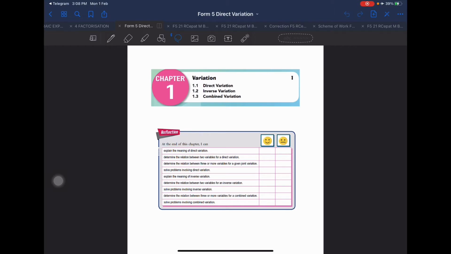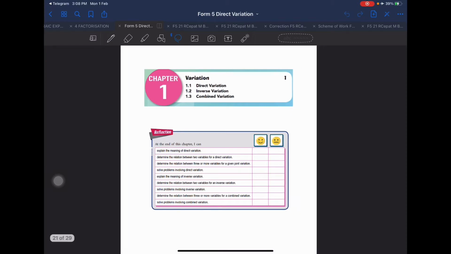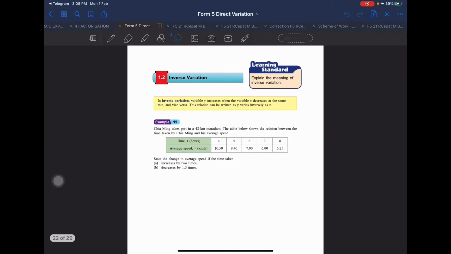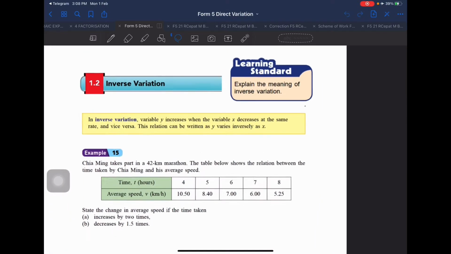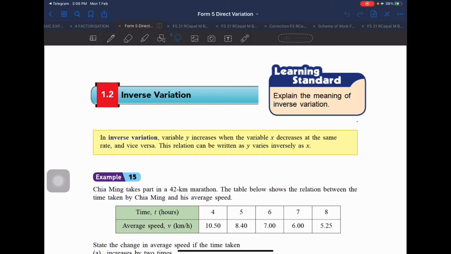For this week, we're going to learn about inverse variation, 1.2 inverse variation. For last class, you have learned about direct variation. I hope you understand what direct variation is and you have completed your assignment. For today's lesson, the learning standard, the first one, is to explain the meaning of inverse variation.